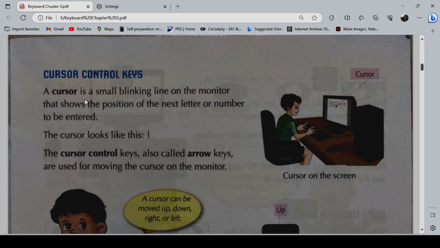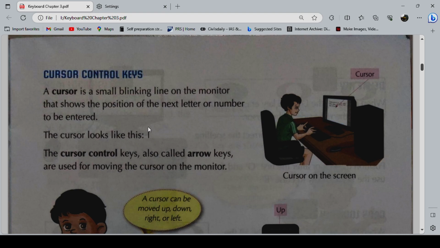The cursor control keys, also called arrow keys, are used for moving the cursor on the monitor. Okay, we will learn about the cursor control keys. What's a cursor? A cursor is this one. Look at this image.